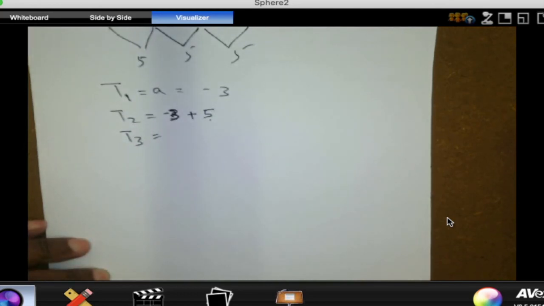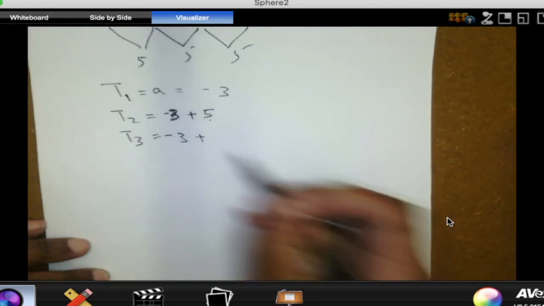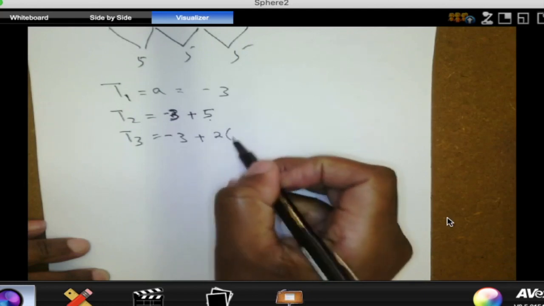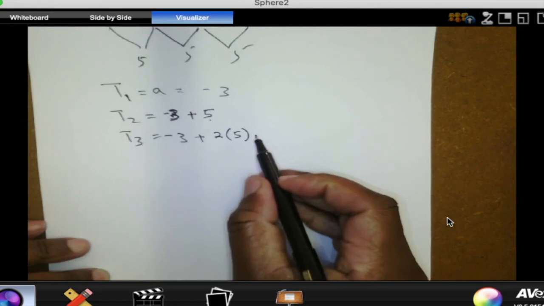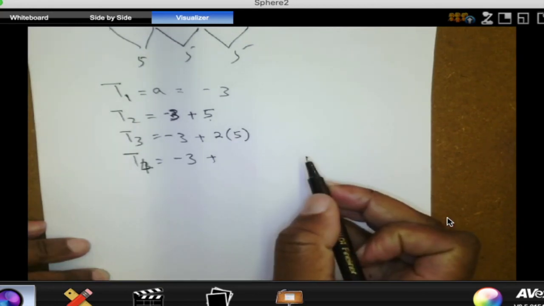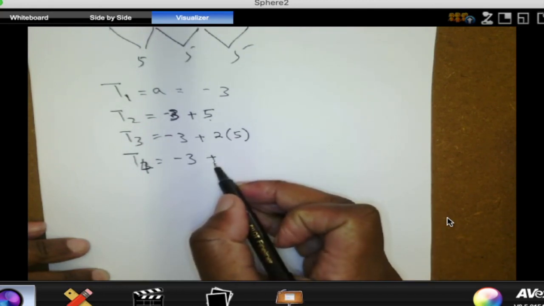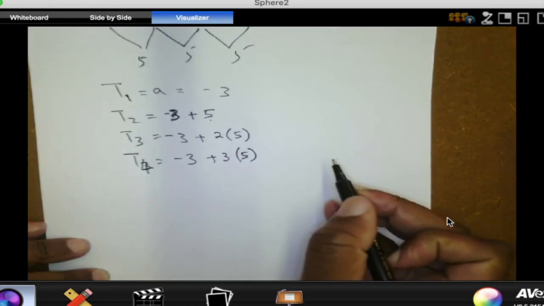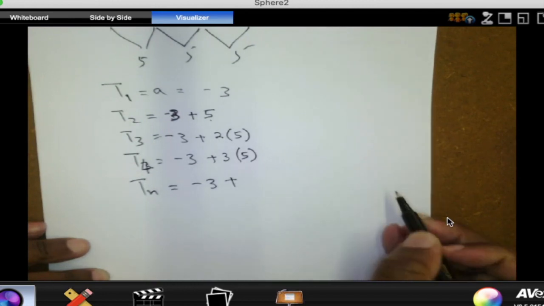How do I get T3 using T1? I start with T1, which is minus 3, and what do I add? Do I add a 5? How many 5s do I add? So I add 2 5s, right? And this should give us 7, right? Right, I want us to get T4. We start from negative 3, and what do we add? This time we add how many 5s? We add 3 5s. And so same story for Tn, start with a negative 3, and what must we add?